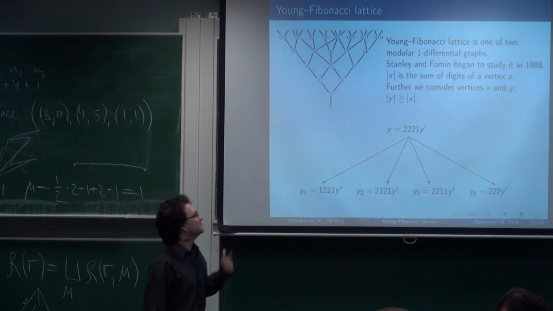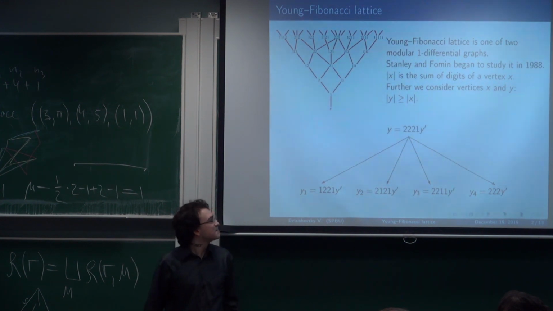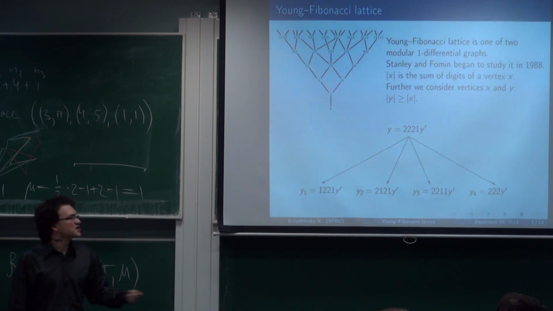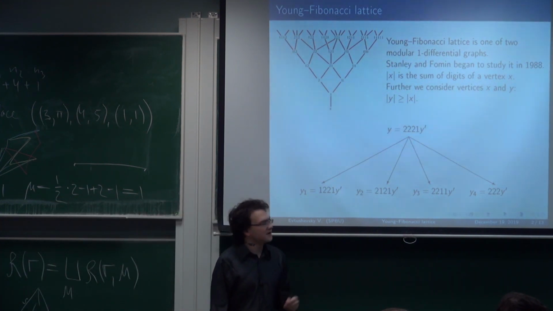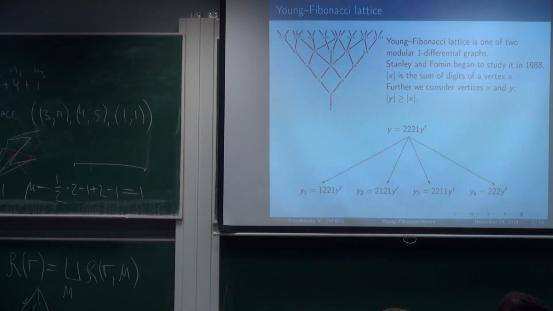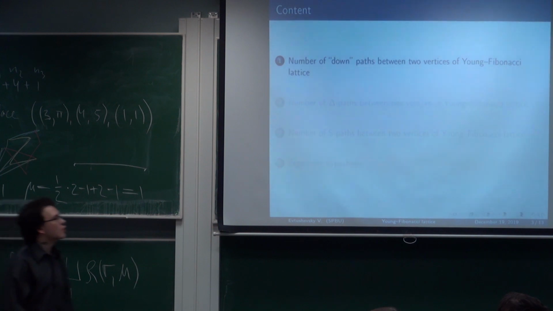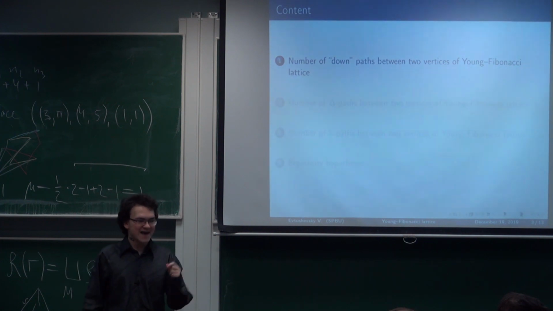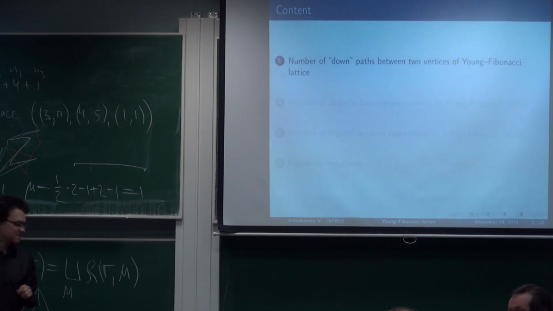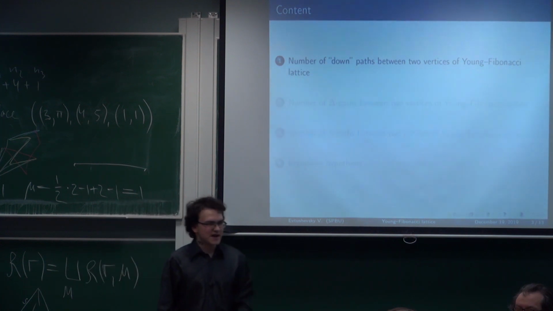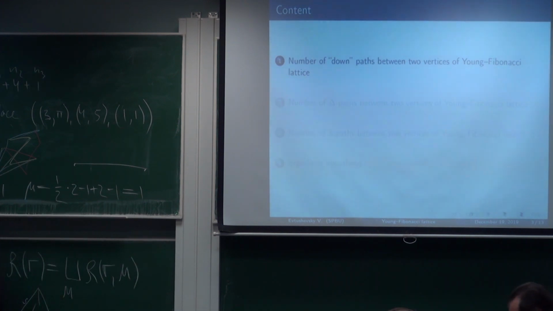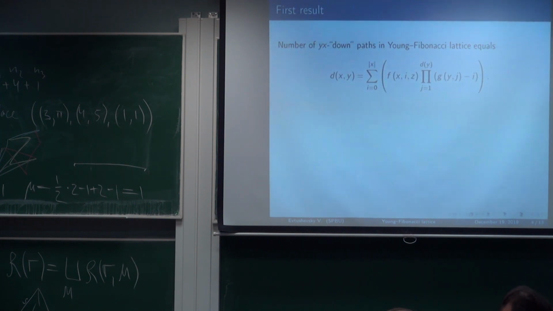Okay, let modulo of x be the sum of digits of a vertex x, and let us further consider two vertices, x and y, such that modulo of y is greater than or equal to modulo of x. My first problem was to count the number of down paths between two vertices. What is a yx down path in the Young-Fibonacci lattice? It's a path which begins in the vertex y, consists of some down steps, and ends in the vertex x. I solved this problem, and I have this formula.